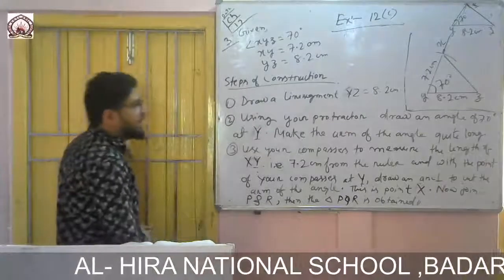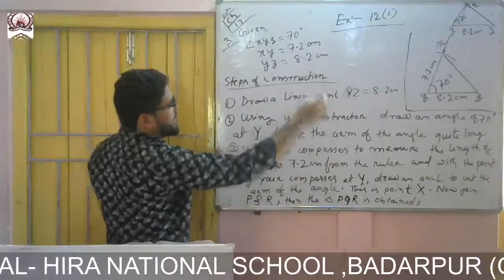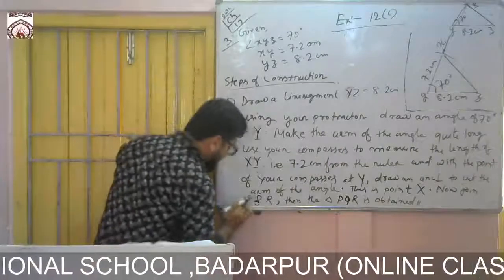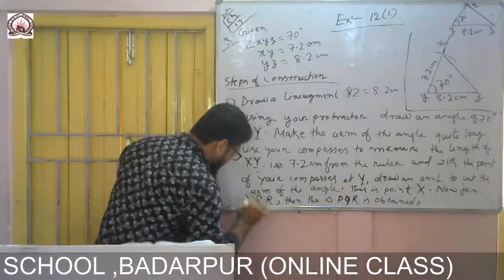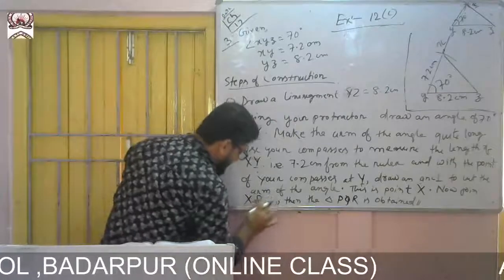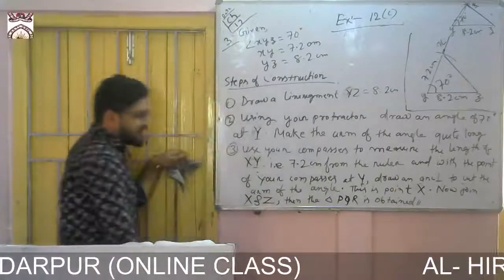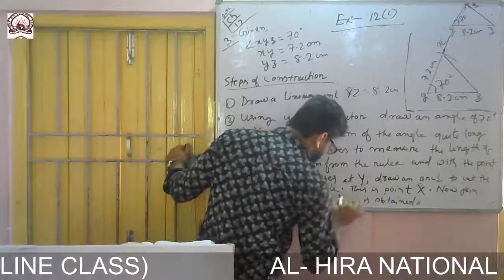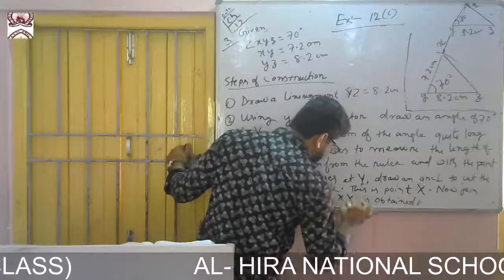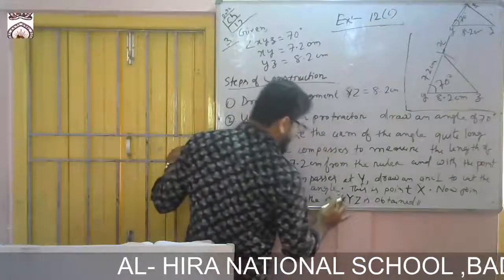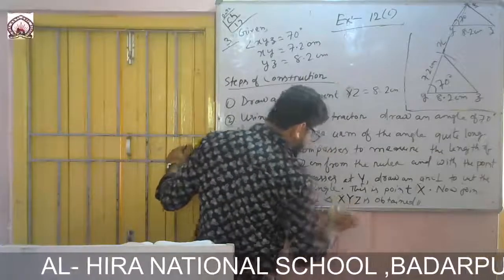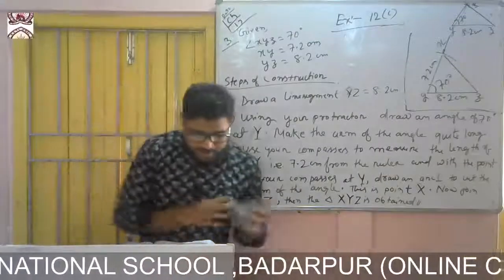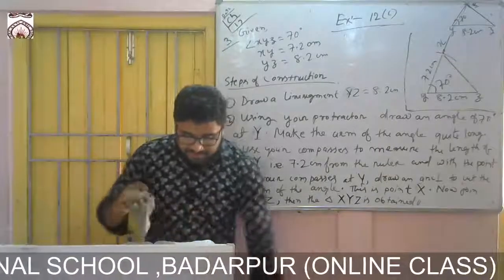Now join X and Z. Then the triangle XYZ is obtained. XYZ is obtained.